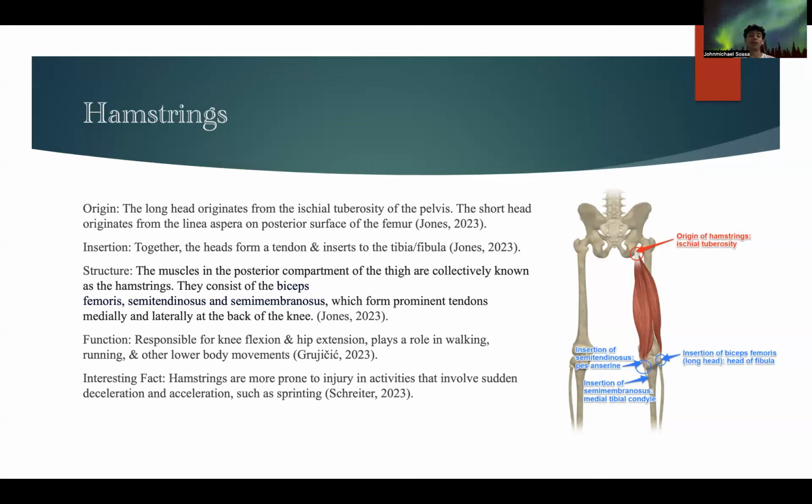An interesting fact of the hamstrings is that they are more prone to injury in activities that involve sudden deceleration and acceleration, such as sprinting.